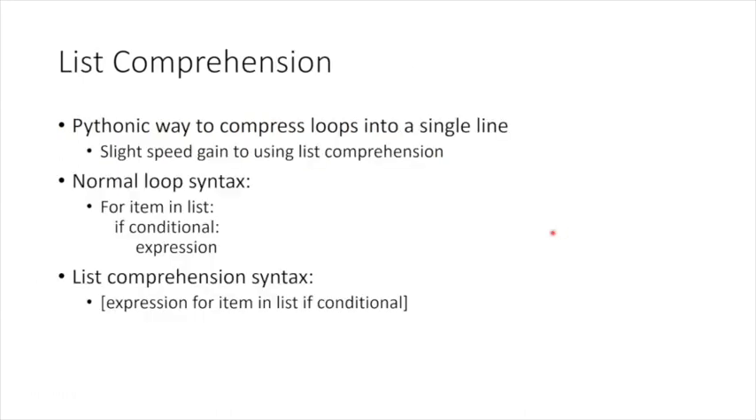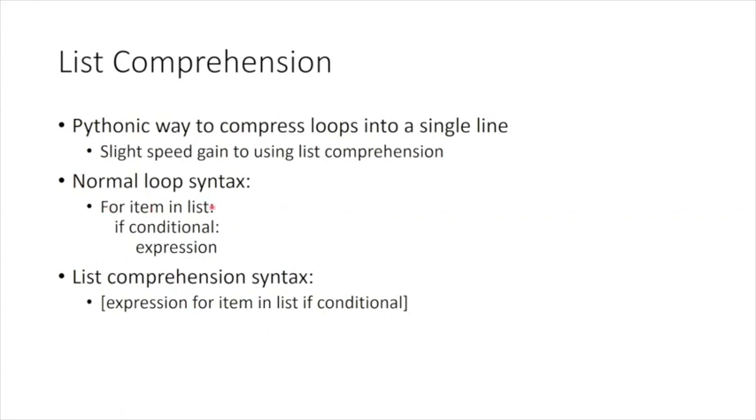Okay, so that's the standard way of doing things. But in Python, there's something known as a list comprehension, which is quote unquote the Pythonic way to do things. We want to compress these loops into a single line. The reason is that there's usually the very slightest speed gain using list comprehension versus a for loop.